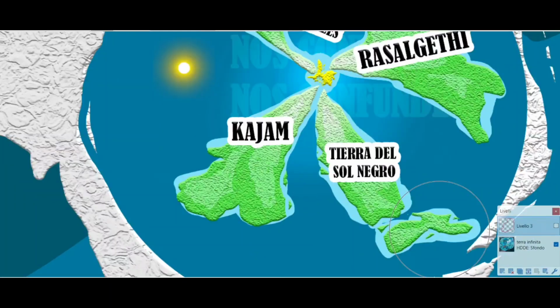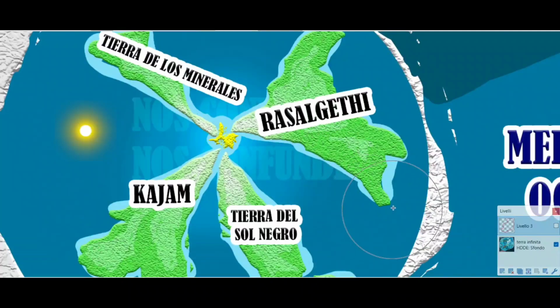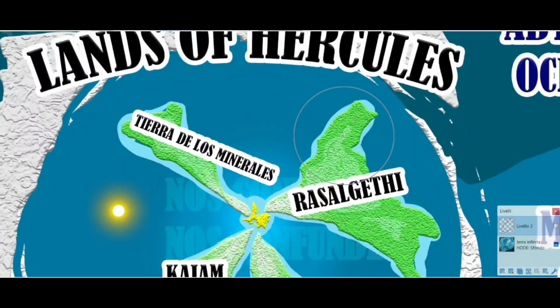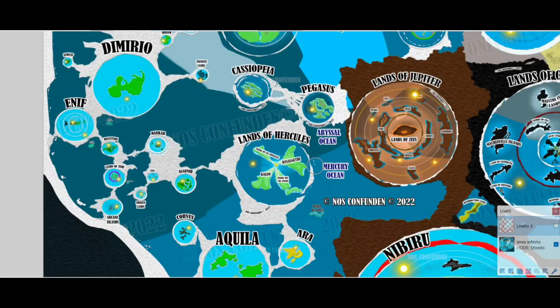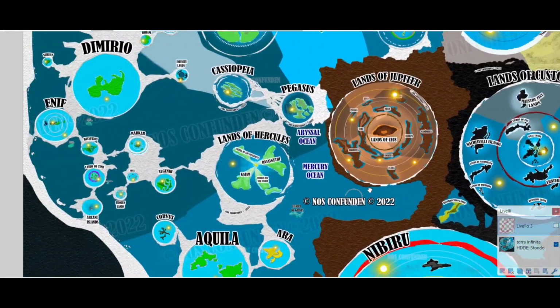But you can see that near the continents that are inside the lands of Hercules, there's a thin layer of what appears to be water that actually can give life to these areas, which is a recurring theme we've seen with a lot of these lands in the Terra Infinita map.